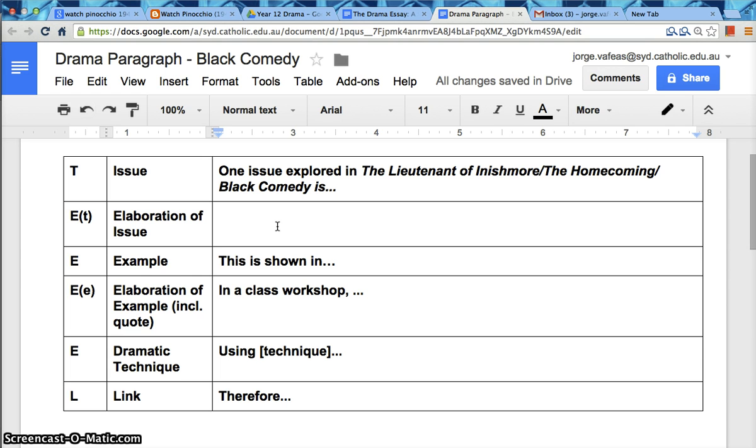Okay? Besides, in the second part of this is where you describe a little bit more about what you did. The elaboration of the example, including the quote. In a class workshop, we experimented with slapstick in the scene where Padrick returns home. In The Homecoming, we experimented with levels and staging to show Ruth's status. Okay? And then you describe what it is that you did.